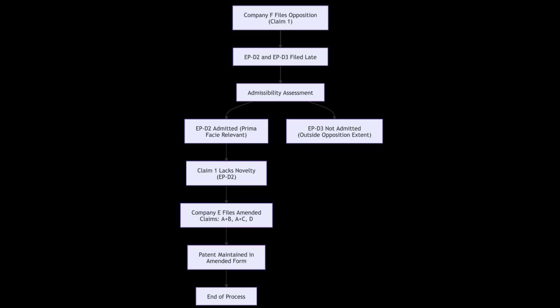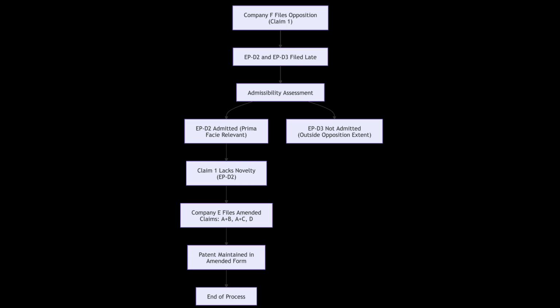Step 1. Late filed evidence. Admissibility. Key question: will EPD2 and EPD3 be admitted into the proceedings? Under Article 114.2 EPC and Guidelines E6 2.1, the EPO may disregard evidence that is late filed, i.e. submitted after the opposition period has expired. Article 99.1 EPC, Rule 76.2 C EPC.